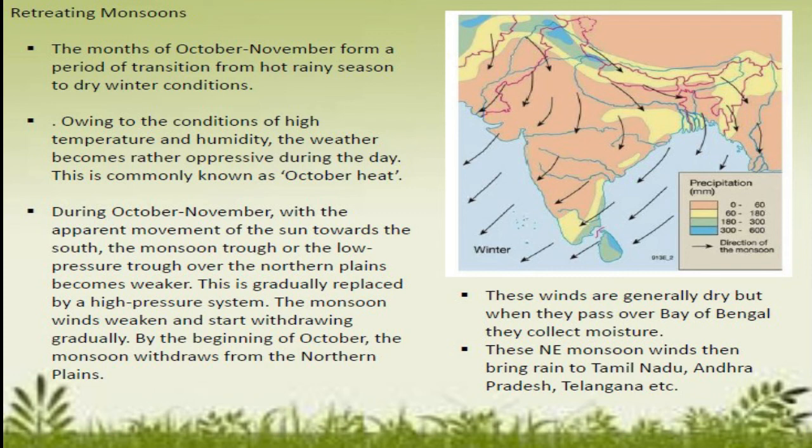Although dry winds, they accumulate water when crossing over the Bay of Bengal. These northeastern winds then bring rain to Tamil Nadu, Andhra Pradesh, Telangana, etc.